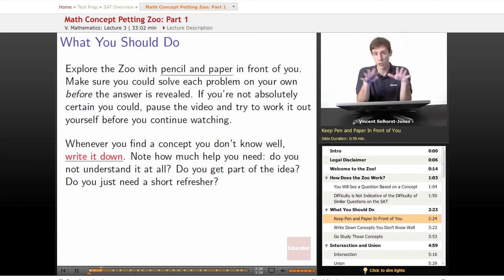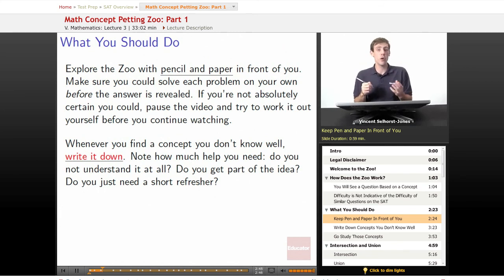So I want to make sure, pause me right now if you don't already have something in front of you. Go out, get a notebook, get some sort of pen or pencil that you can write with. Have paper in front of you, have something you can write with. Make sure you could solve each problem on your own before the answer is revealed.